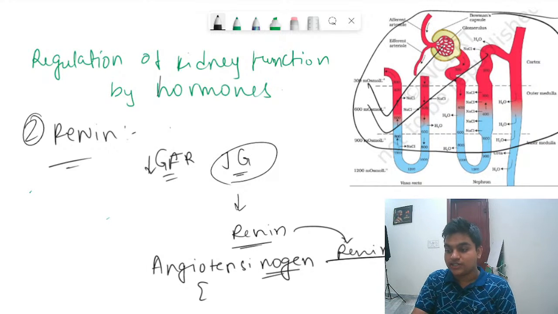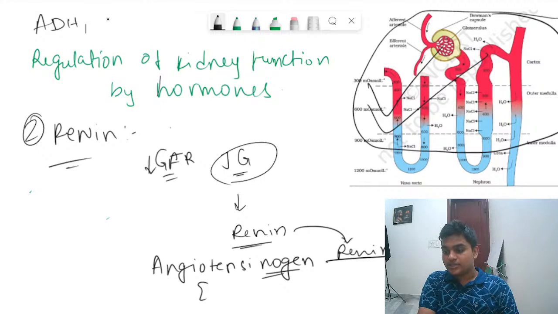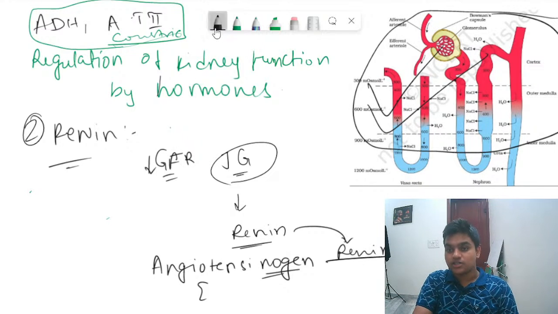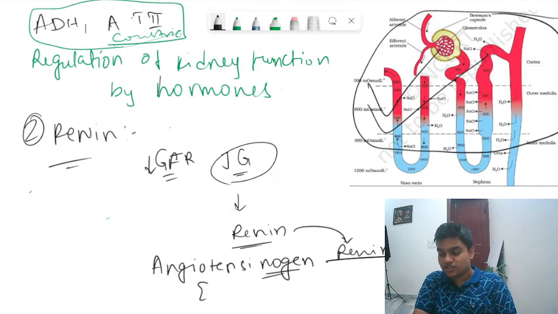And this angiotensin 2 is again a potent vasoconstrictor. Now, what are the two vasoconstrictors that we have come across? ADH and AT2. These two are the potent vasoconstrictors. This is one mechanism through which constriction of blood vessels increases GFR.